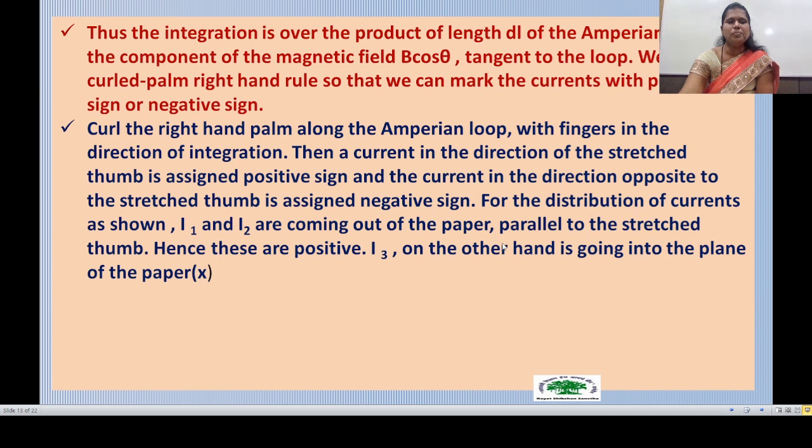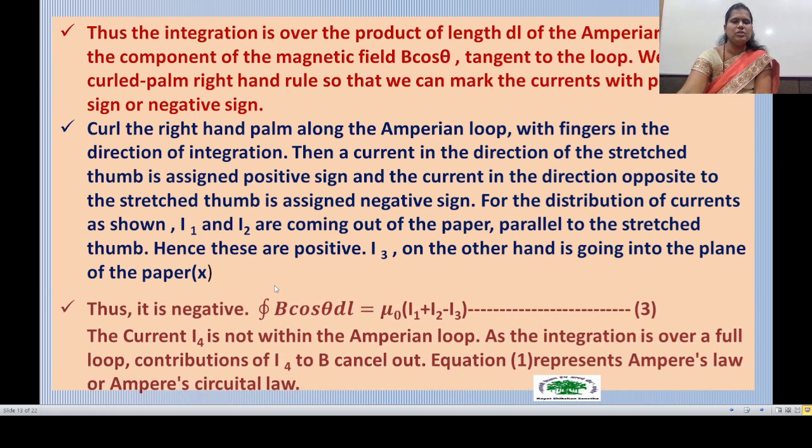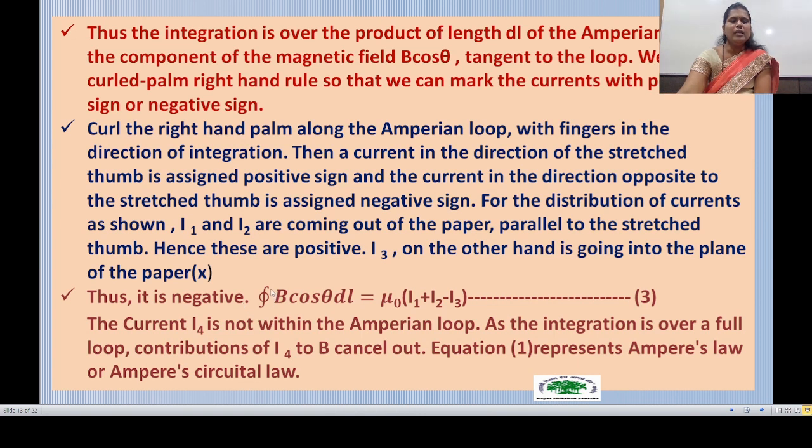For the distribution of current shown here, I1 and I2 are coming out of the paper, parallel to the stretched thumb, so they are positive. I3, on the other hand, is going into the plane of the paper, so it is negative. So we can write the line integral of B cos theta dl is equal to mu 0 times I1 plus I2 minus I3. That is equation 3. The current I4 is not within the Amperian loop.